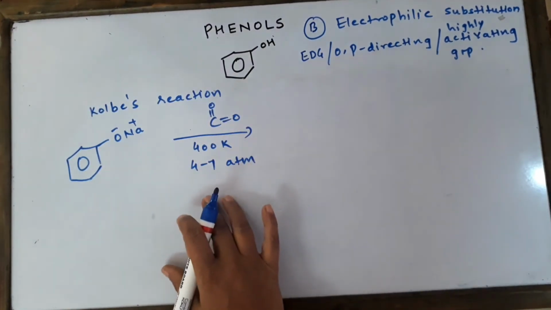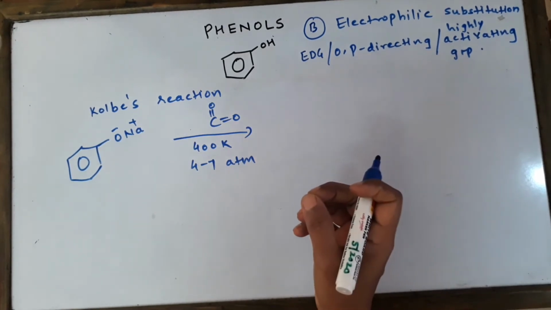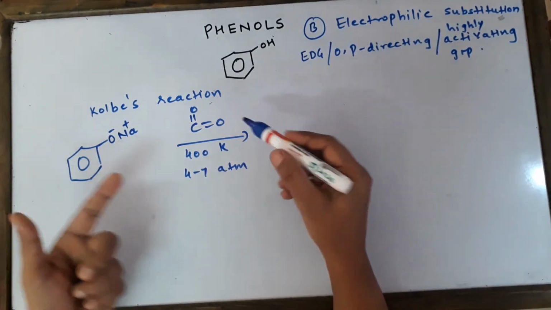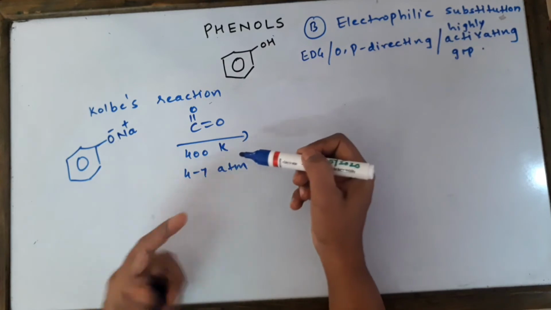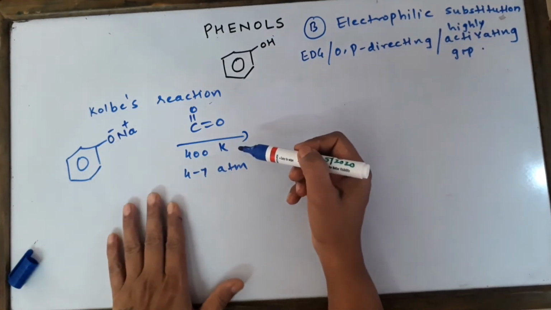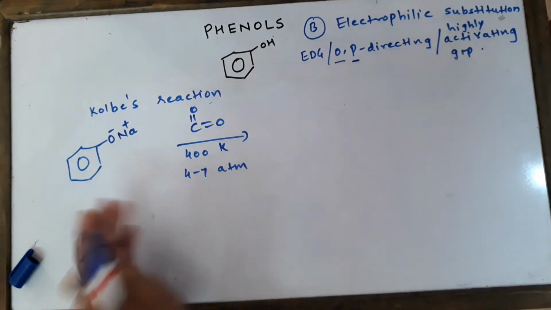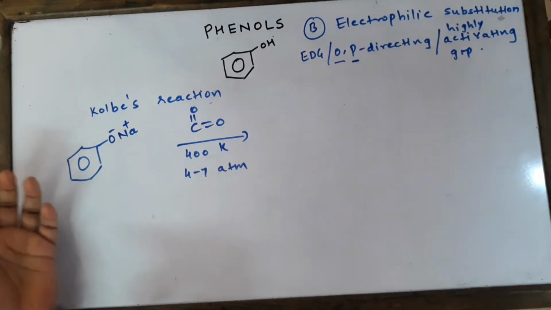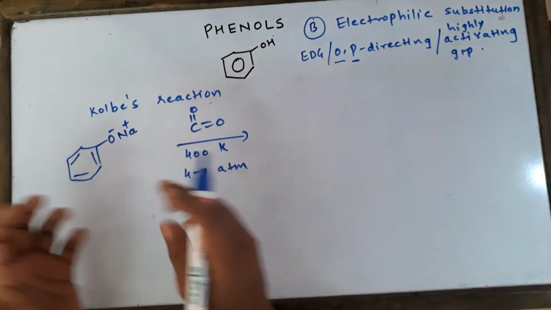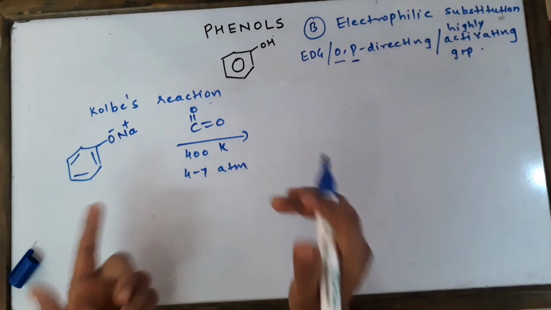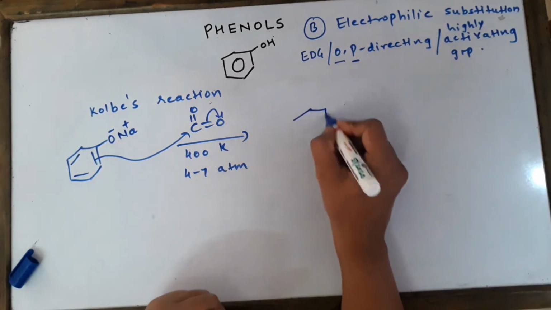The next reaction is Kolbe's reaction. It is also coming under the category of name reaction, important for your board exam. So we are going to use here carbon dioxide as the reagent, and 400 Kelvin temperature and 4 to 7 atmosphere pressure, that means high temperature and high pressure conditions. And what kind of reaction are we going to have here? Remember, it's an ortho-para directing group. So let's show the para or ortho attack. In Kolbe's reaction, more importance is to be given to the ortho product. So we will just show the ortho attack, and this structure you will be getting.